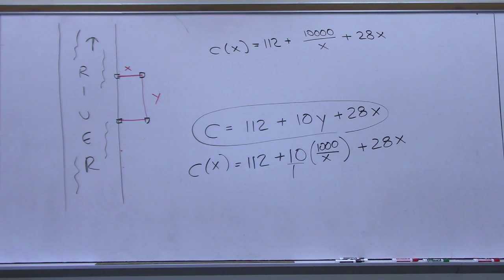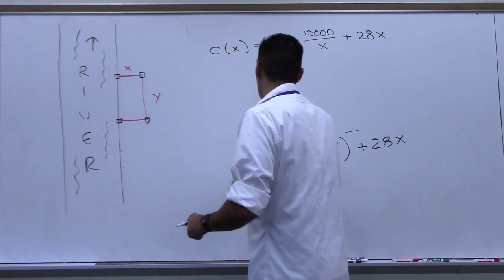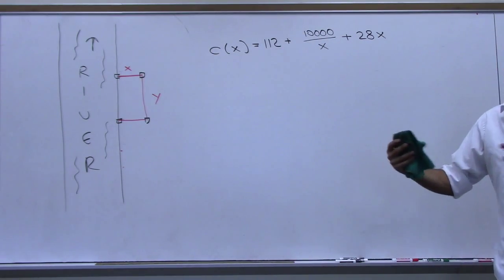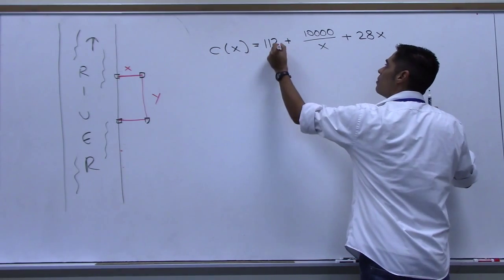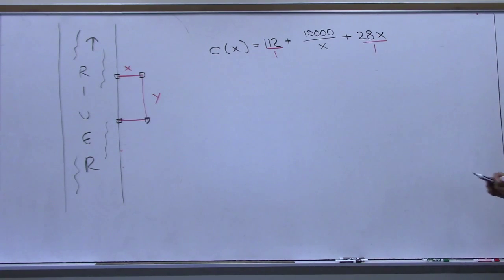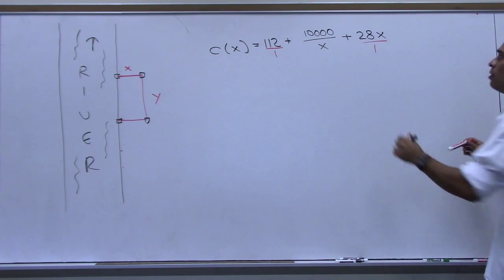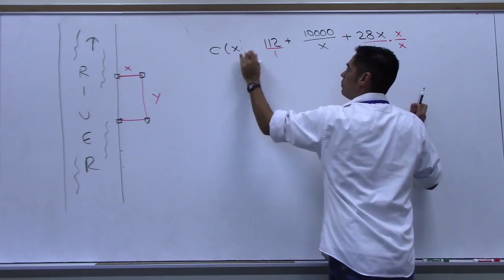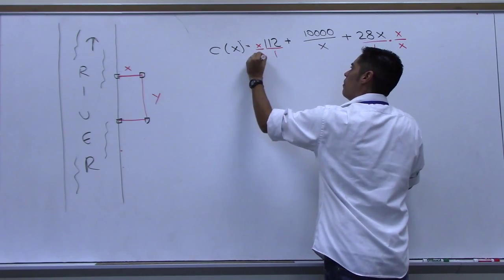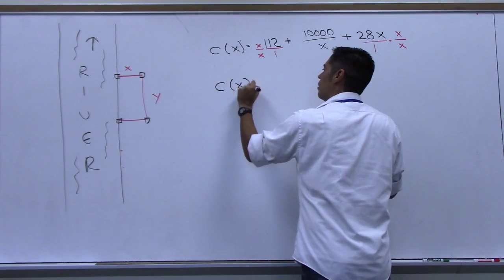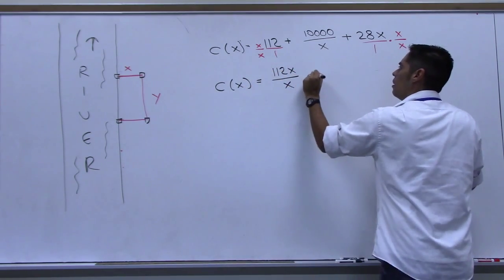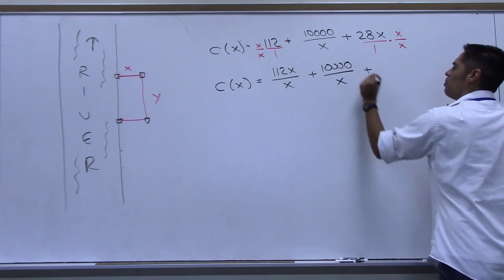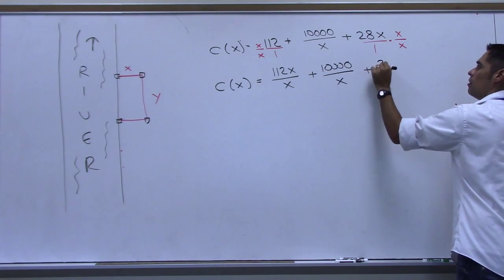Now, what is difficult for you to see right now is that it is actually a rational function. So let me show you why this is a rational function. I would like to get a common denominator. Isn't that how you put fractions together? You get a common denominator, right? So if I look at these all as fractions, this over 1, this over 1, what would my common denominator be? X. So I would have to multiply the top and bottom of this one by x, right? I have to multiply the top and bottom of this one by what? X also. What would you get if you did that to get your common denominator? You would have 112x over x plus 10,000 over x plus what? 28x squared over x.